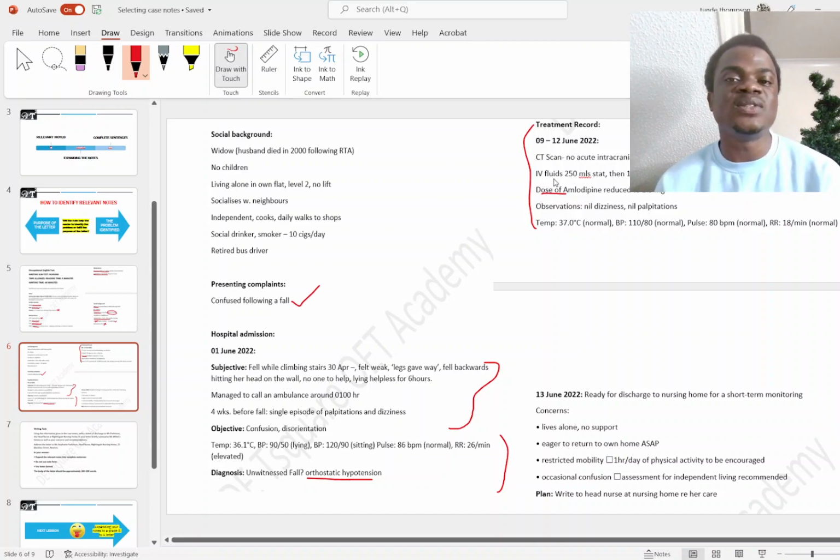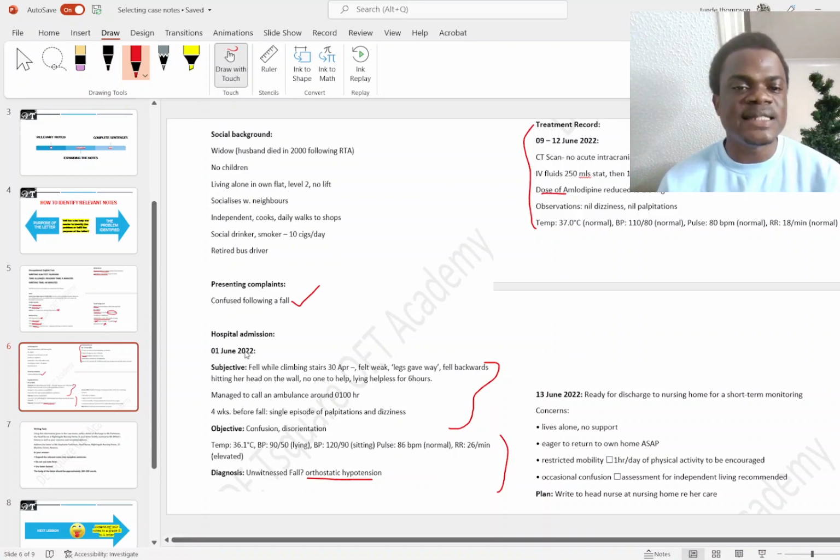There is no need trying to tell the reader that he was placed on IV fluid 250 ml per start, then 8 hours. The patient is no longer on these fluids again. The patient is now getting discharged home. So when writing, there is some information you don't need to tell the reader in whole detail. It's just for you to summarize the information. That's why it's very important for you to learn how to also summarize information.